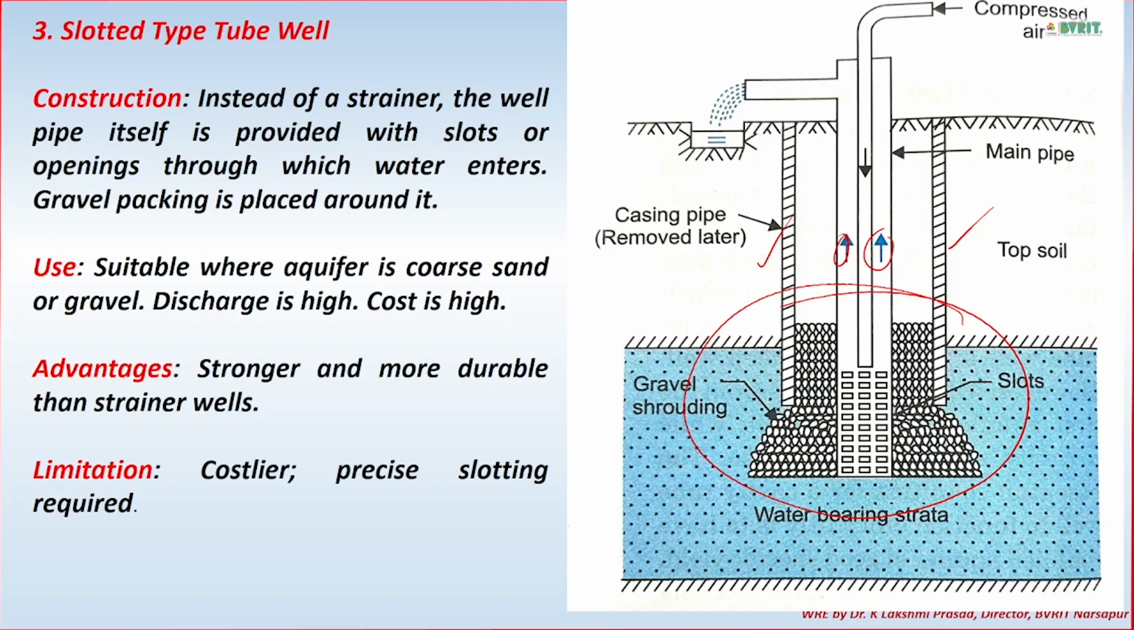So this is the third type, the slotted type tube well, but it is costlier. And the second one is very strong and more durable than any other type of well, but the discharge is very high and the cost is also very high.